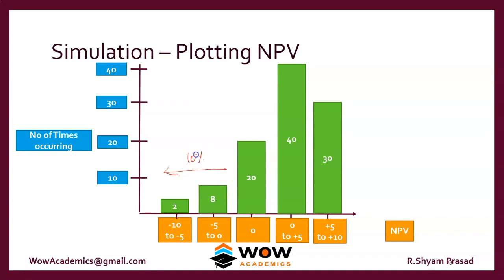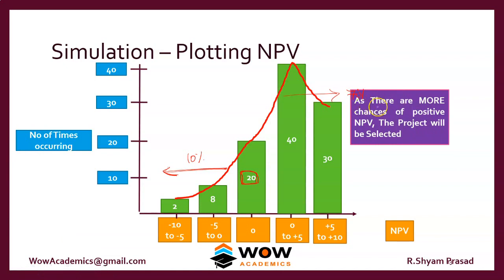There's only a 10% chance these things will occur, and there's a 70% chance that positive things can occur, and there's only a 20% chance the NPV will be zero. So the chance of the NPV being negative is 10%. So if you draw a curve, it will be like this. If you have a curve like this, it means there's a high chance that the project might be profitable. So as there are more chances of positive NPV, the project will be selected. So that's about the simulation.